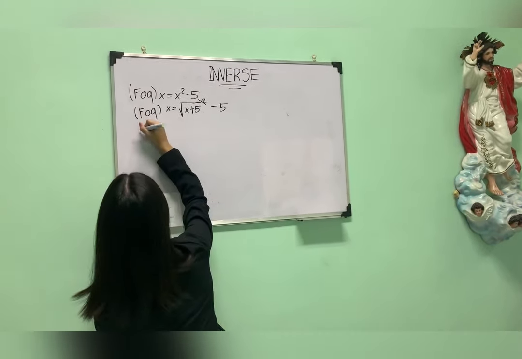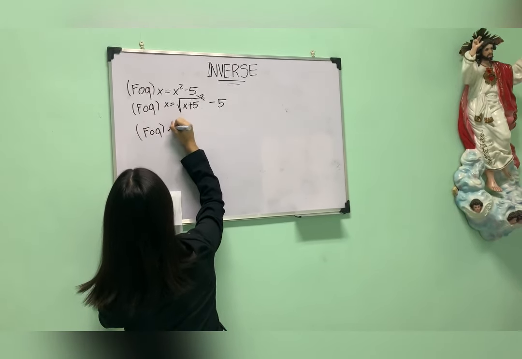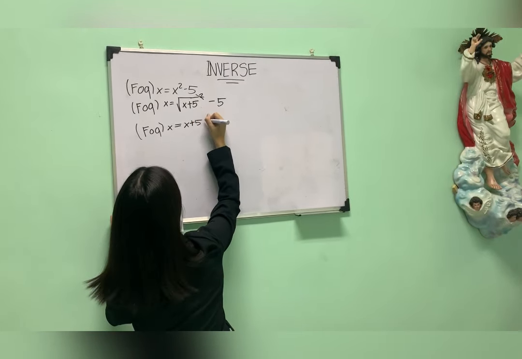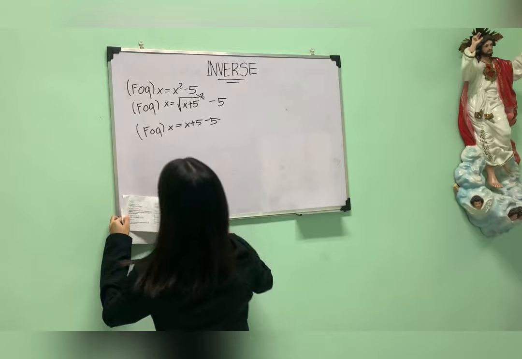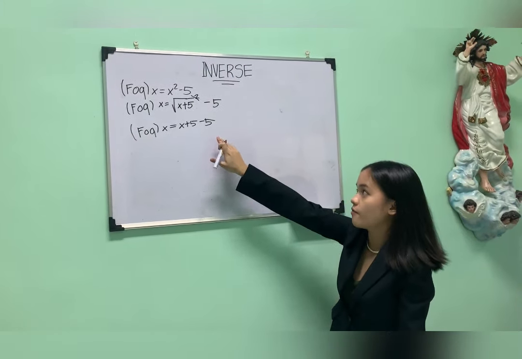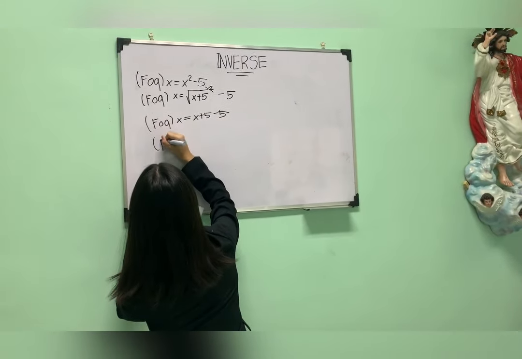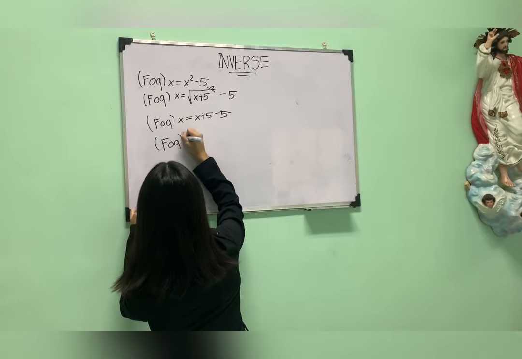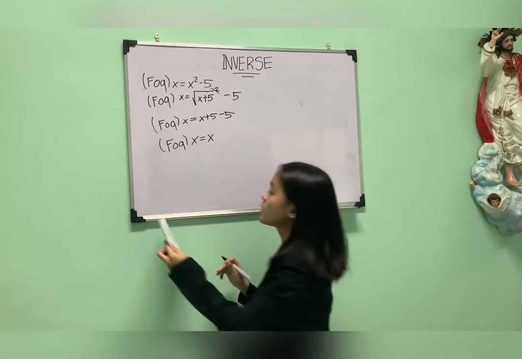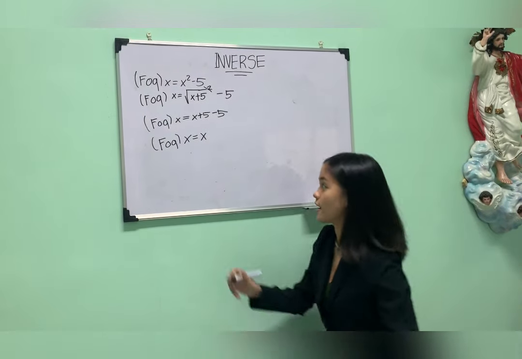That will become f circle g of x plus 5 minus 5. So, positive 5 plus negative 5 is equals to 0. So that will become f circle g is equals to x. Thus, the answer is x, which means the inverse is correct.